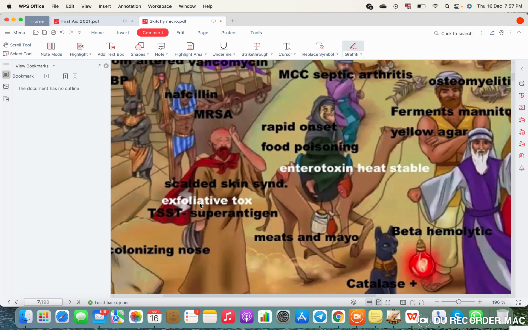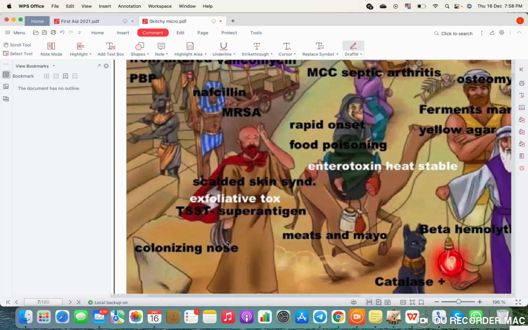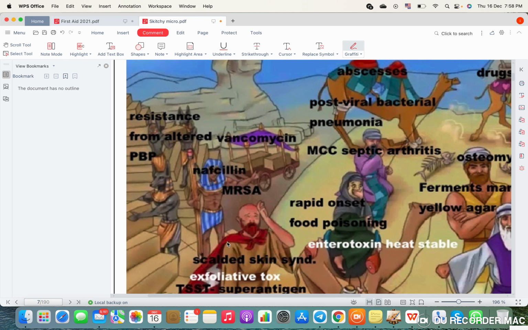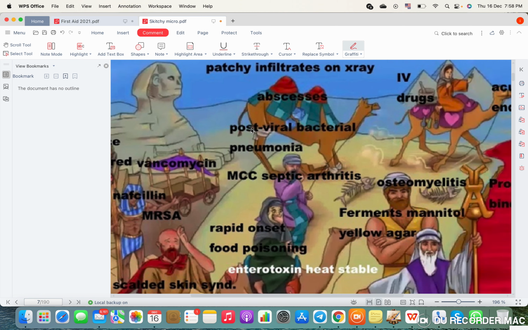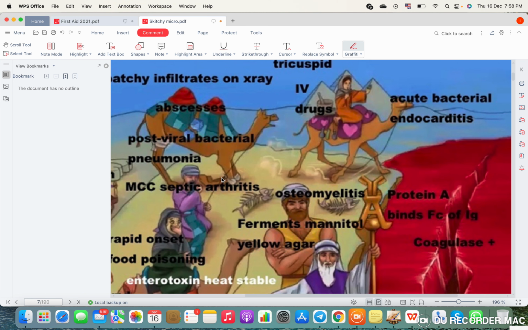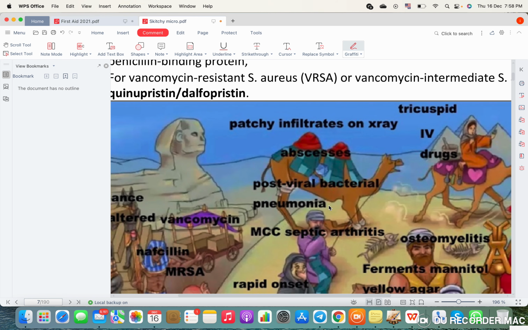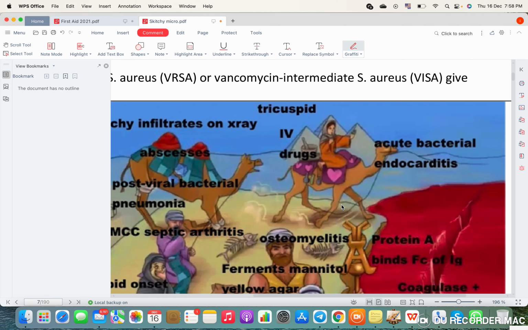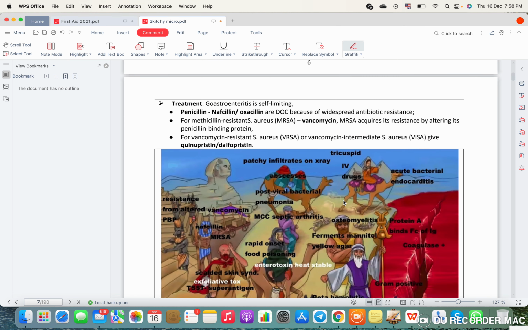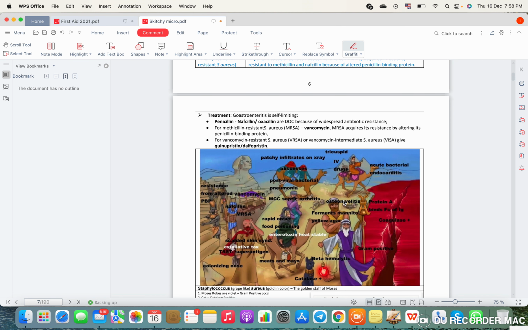We spoke about the exfoliative toxin, scalded skin toxin. We spoke about MRSA. The treatment is nafcillin, but in case of MRSA you cannot use penicillin, obviously, because there is alteration of the PBP site, so you have to use vancomycin. Keep in mind that it can lead to septic arthritis. It's associated with IV drug users and can lead to acute bacterial endocarditis. It can lead to abscesses, especially because it's coagulase positive, and it can lead to post-viral bacterial pneumonia.